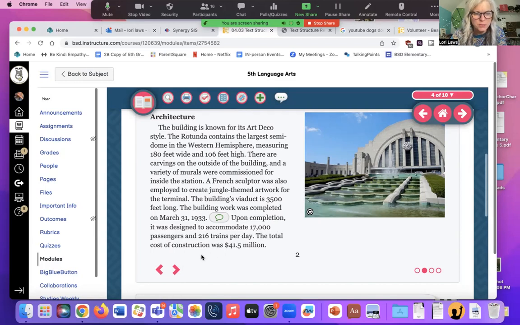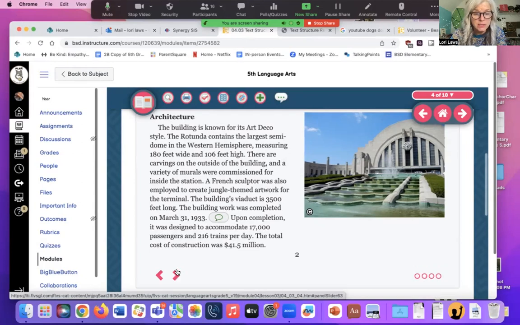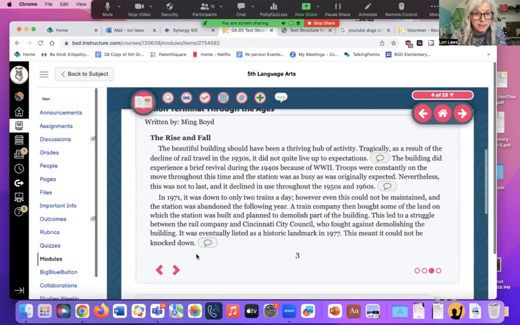Ooh, I've never seen that. I hope they show us. The building's viaduct is 3,500 feet long. The building work was completed on March 31st, 1933. Upon completion, it was designed to accommodate 17,000 passengers and 216 trains per day. The total cost of construction was $41.5 million, which isn't very much nowadays.